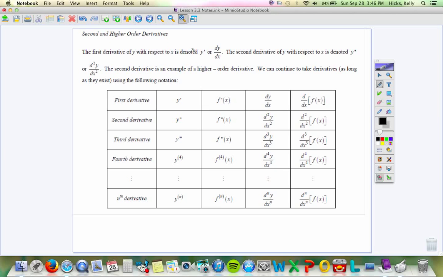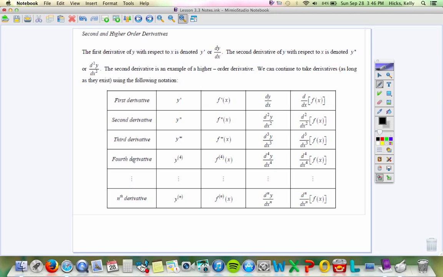Second order and higher order derivatives. So the first derivative is what we've been dealing with all along. We've just been taking the derivative one time. That's a first derivative. Well, you can take a derivative essentially forever, as long as you have enough exponential power to keep taking the derivative. We call those higher order derivatives.